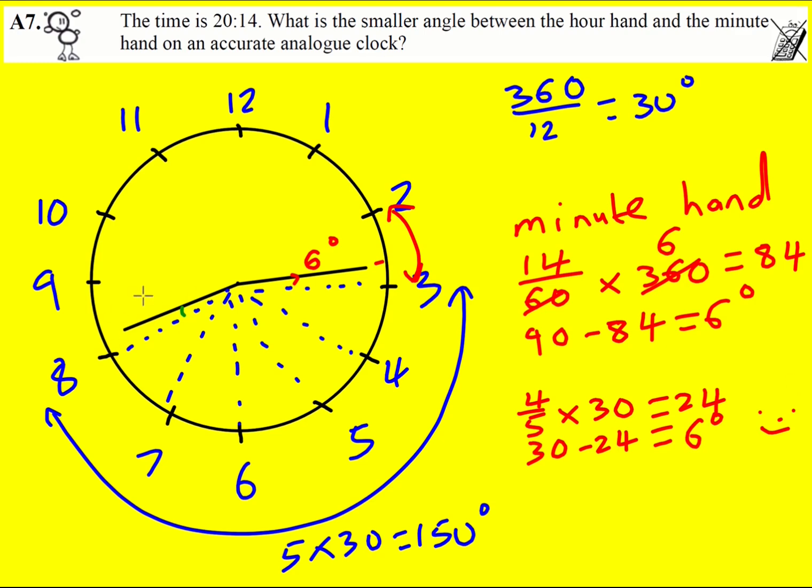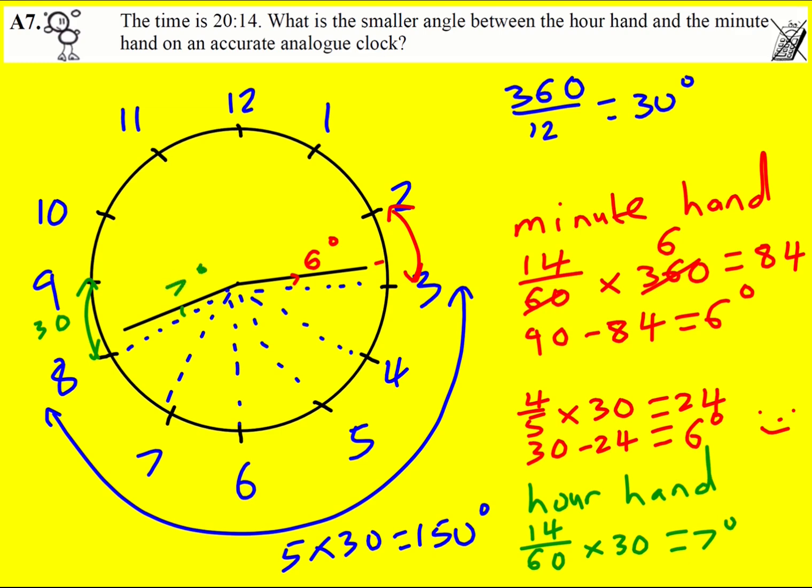That just leaves us the hour hand part of the problem. Now we know in 1 hour, the hour hand moves 30 degrees. So actually, I'm going to focus on that now, just like I did with the 360. So for the hour hand, it would have gone 14 60ths of 30 degrees. 30 divided by 60 is just a half, so it's a half of 14, it's 7 degrees. Actually, that's how much it's moved here, 7 degrees.